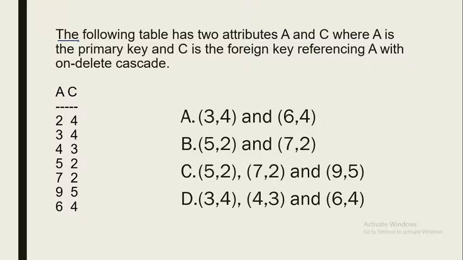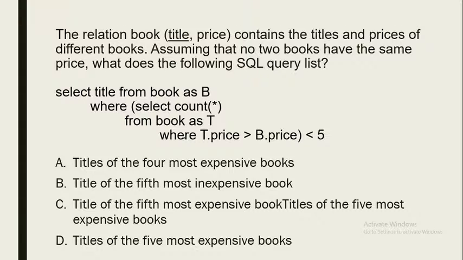Not a complete question. The following table has two attributes where A is a primary key and C is a foreign key, referencing A with on delete cascade. Oh yes, yes, you need to delete something here. What we can do is just move to the next question and I'll tell you which term to delete. Okay, yeah, just solve this question.